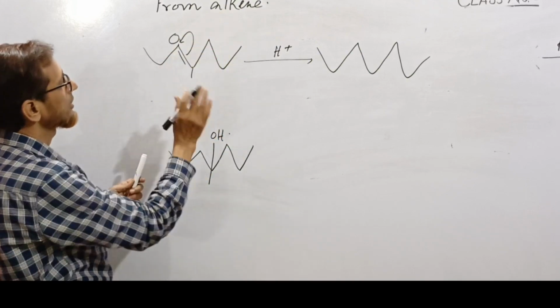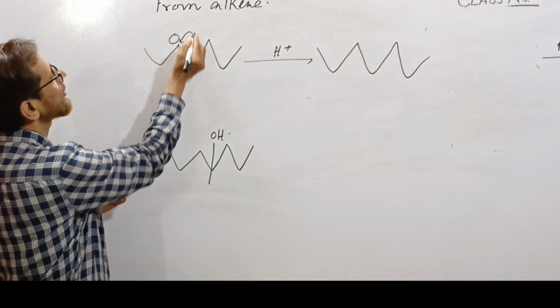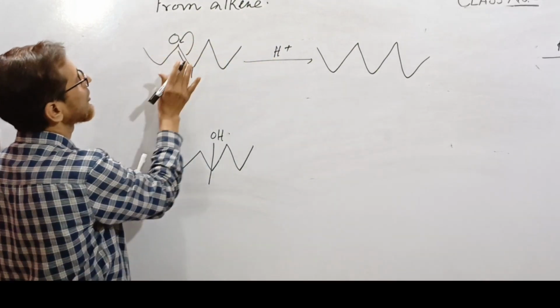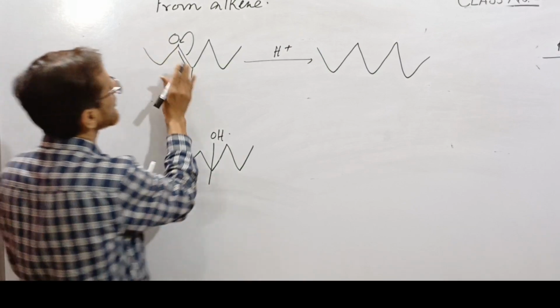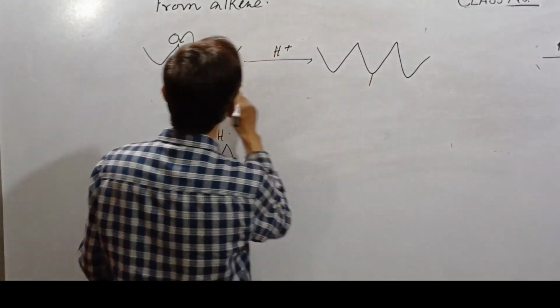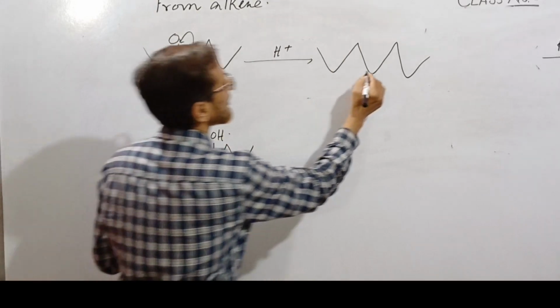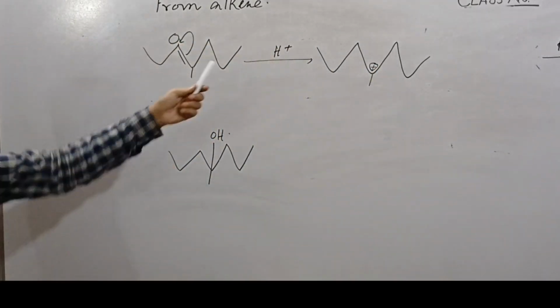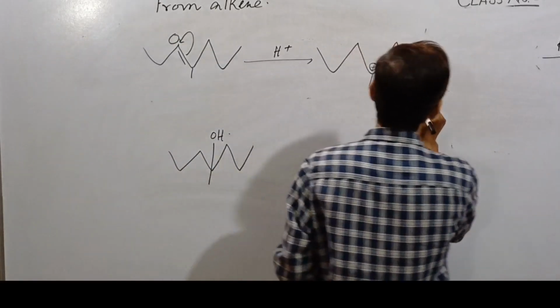So I have removed the OH and written the alkene in this way. This bond is withdrawn here. This is negative, and this H comes here. So this bond vanishes, and the methyl group remains on that carbon. So there is a cation. So it is a carbocation.